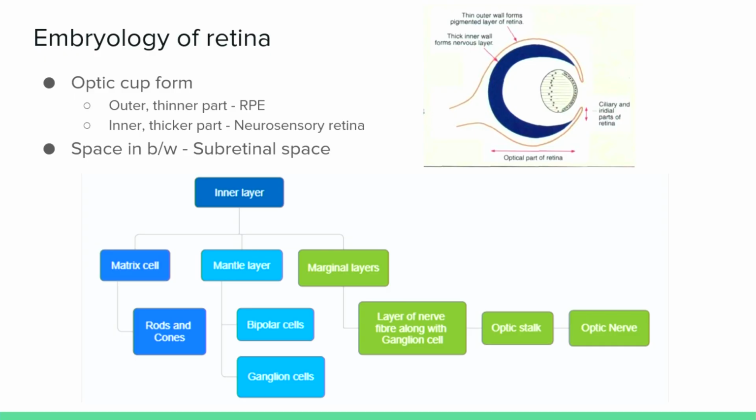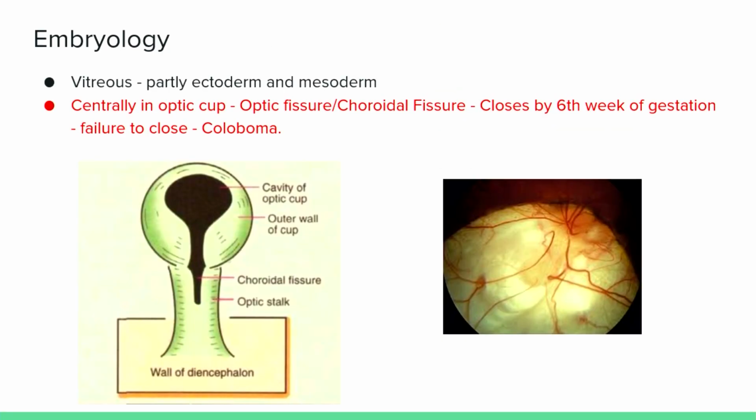The inner layer later on divides to form three layers: matrix cells, the mantle cell layer, and the marginal layer. Matrix cells divide to form the rods and cones. Mantle layer gives rise to the bipolar cells and the ganglion cells. The marginal layer, in combination with the ganglion cell layer, forms the nerve fiber layer, which forms the optic stalk and the optic nerve. Now the vitreous is formed partly from the ectoderm and the mesoderm.